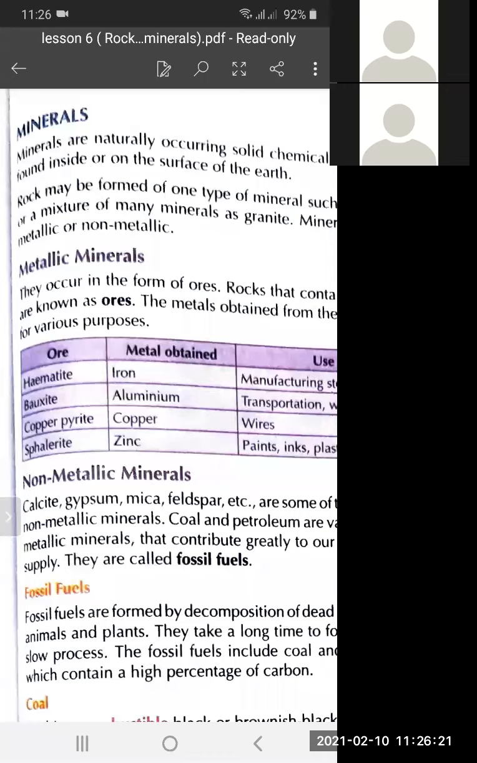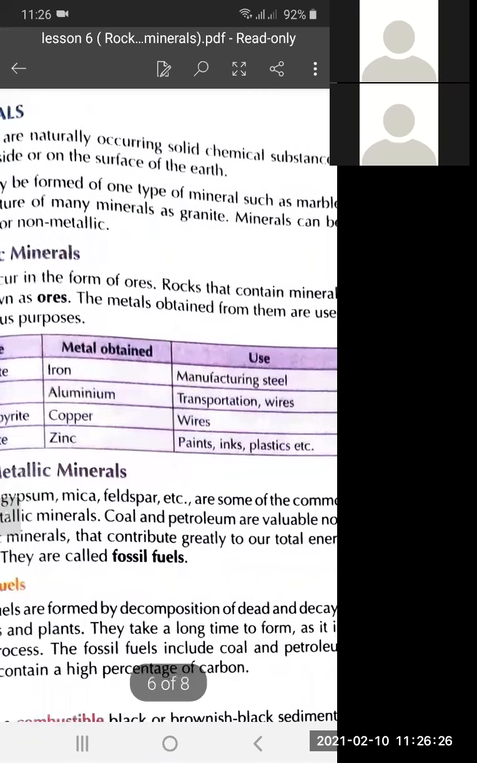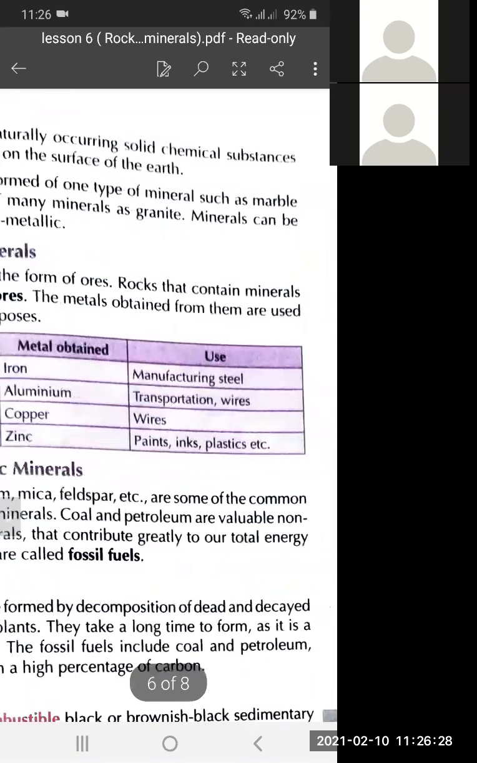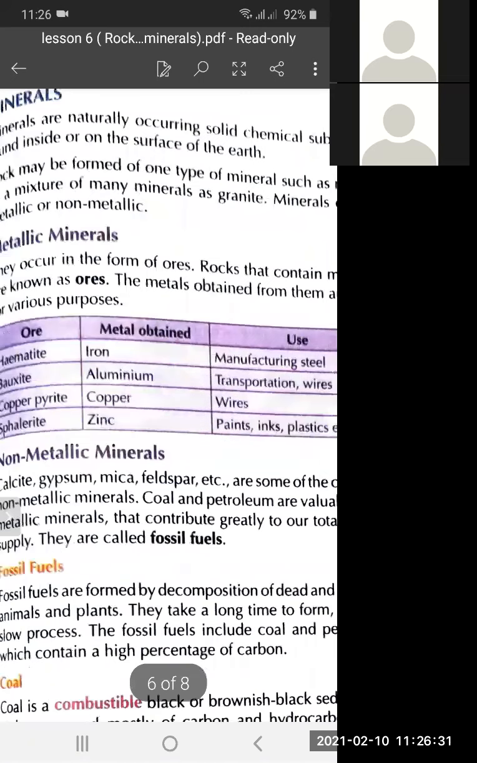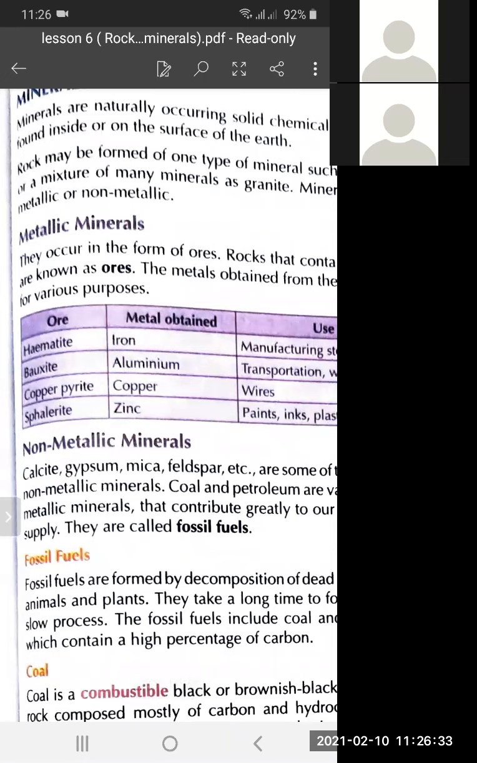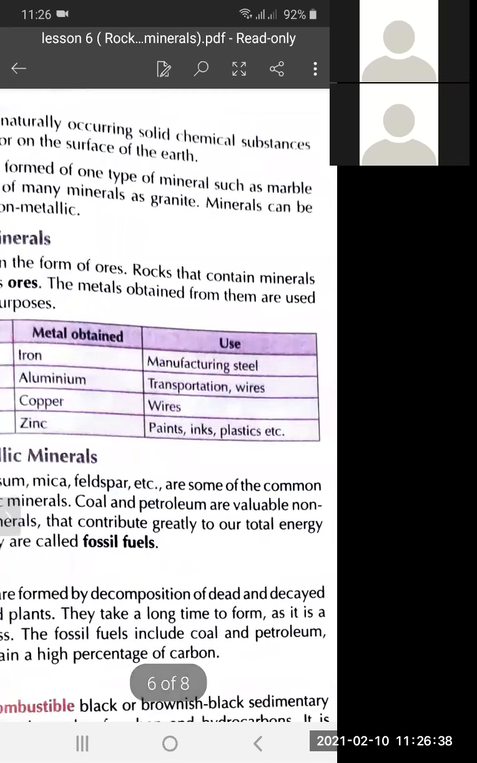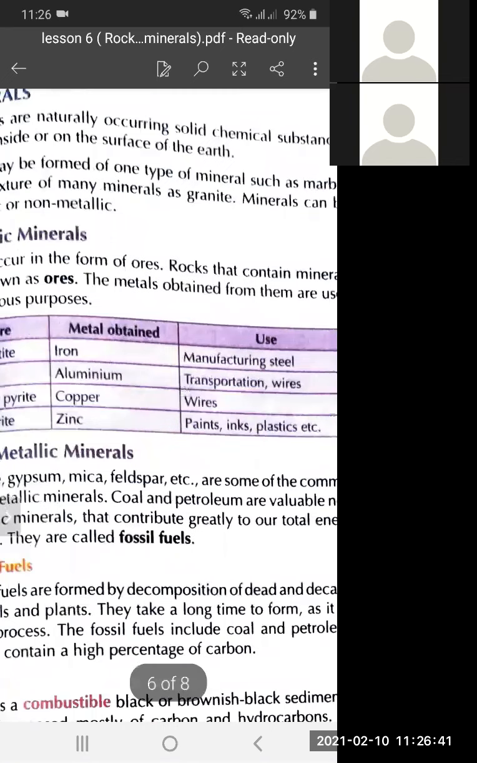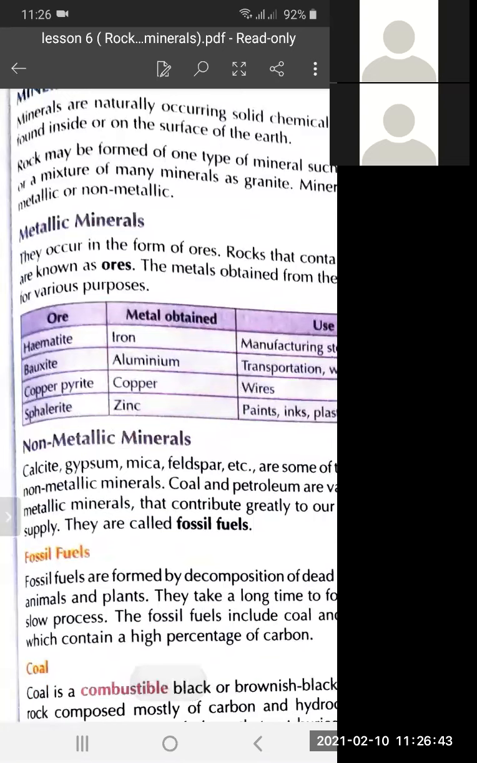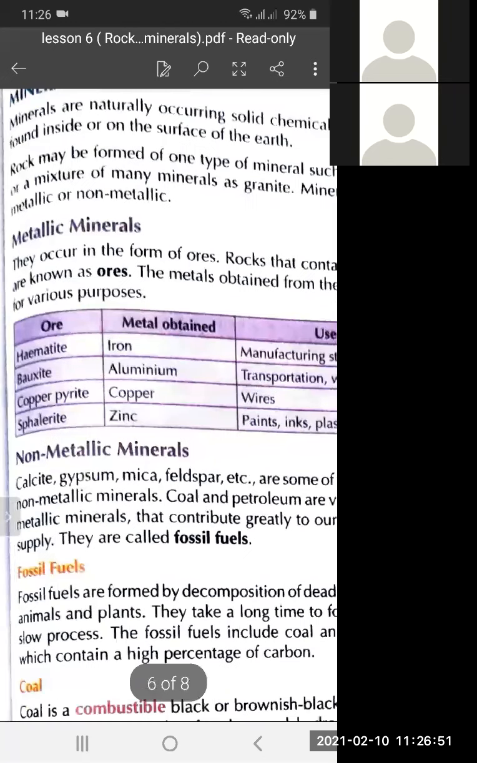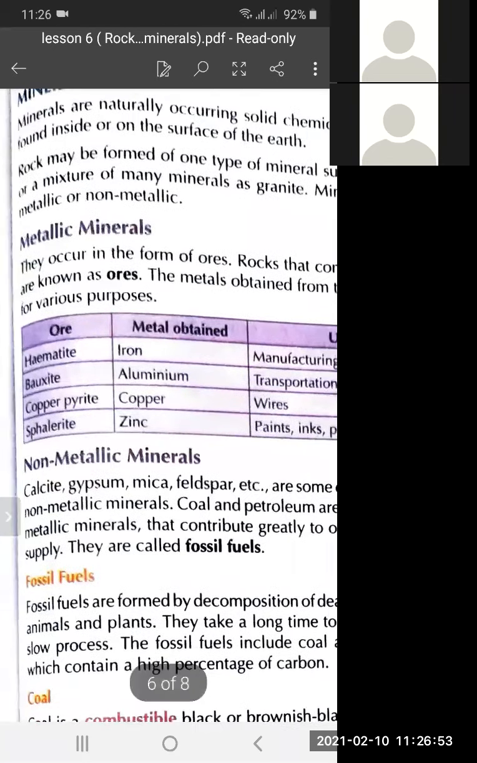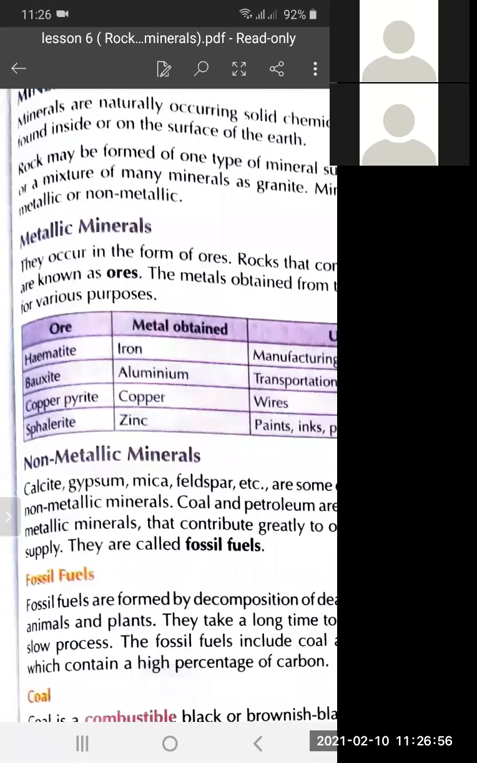Rocks may be formed of one type of mineral, such as marble, or a mixture of many minerals, as granite. Minerals can be metallic or non-metallic. Metallic minerals occur in the form of ore.